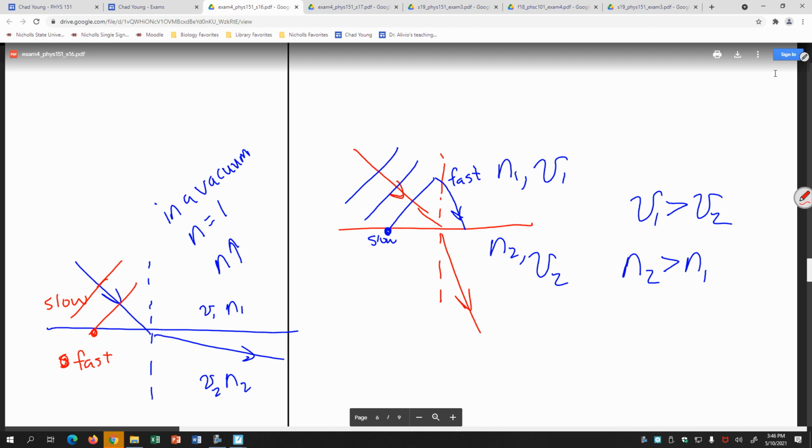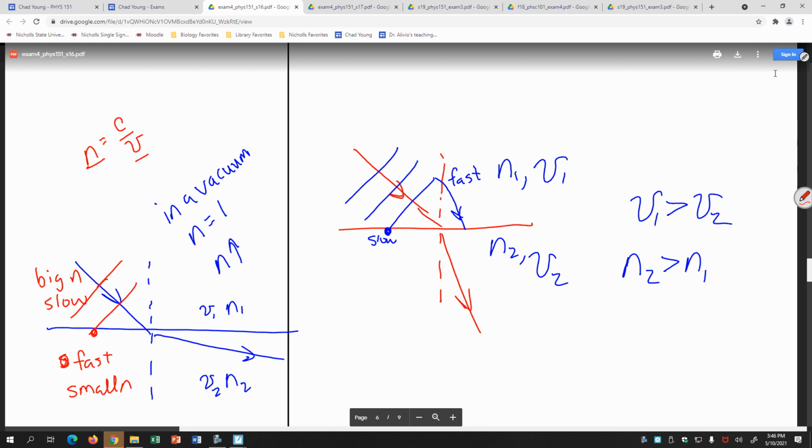This means this has a small n, and this has a big n. So N1 is bigger than N2, V2 is bigger than V1. Notice those are switched, that they're inversely related to one another. That N is equal to C divided by V. That's on your equation sheet, but notice that N and V are inversely related.